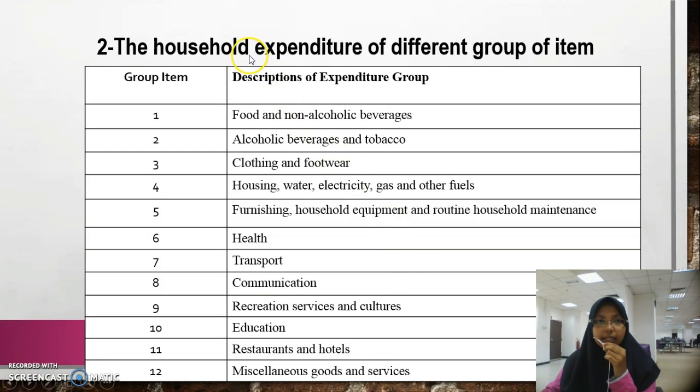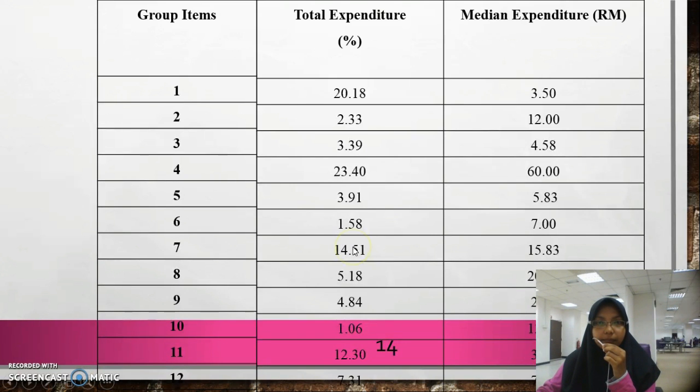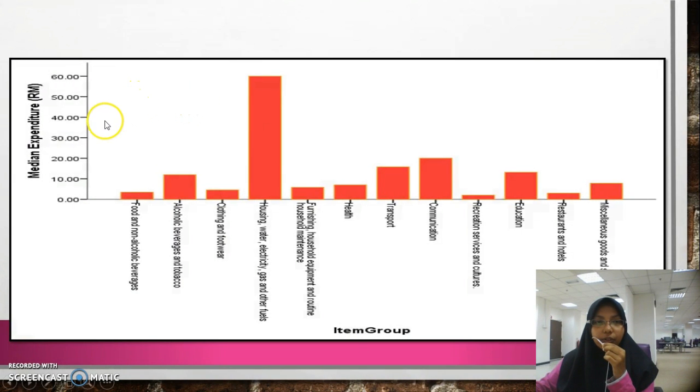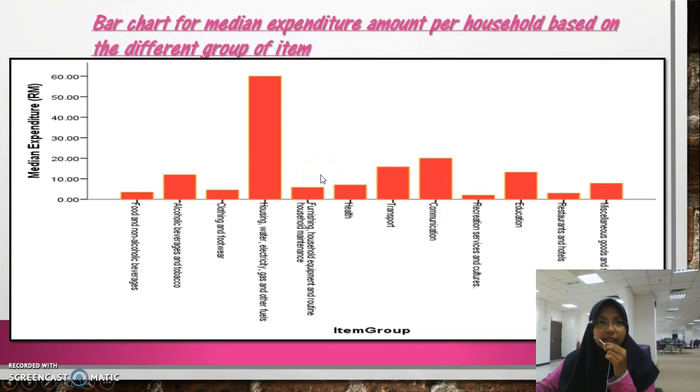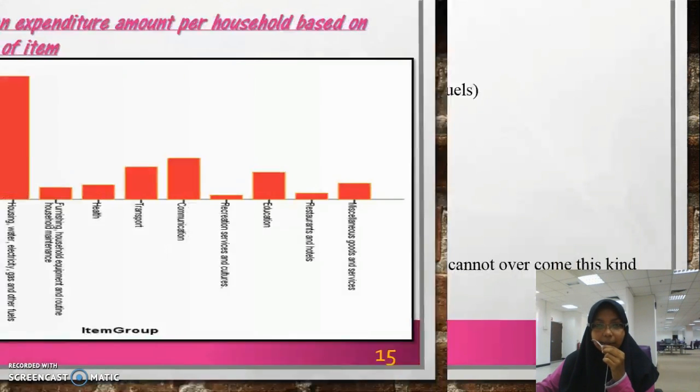This is our second objective, which is the household expenditure of the different groups of items. All of these are the group items and the description of expenditure group. From our table, we have the group item, the total expenditure from the item, and also the median of the expenditure. So from the table in the previous slide, we can interpret them in bar graphs. The bar chart shows median and expenditure amount per household based on the different group of items.